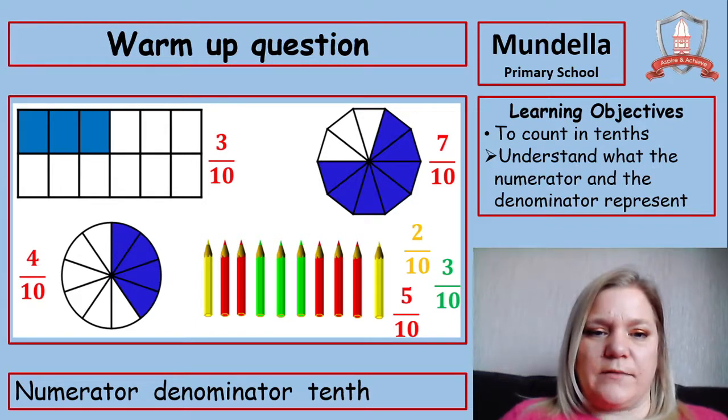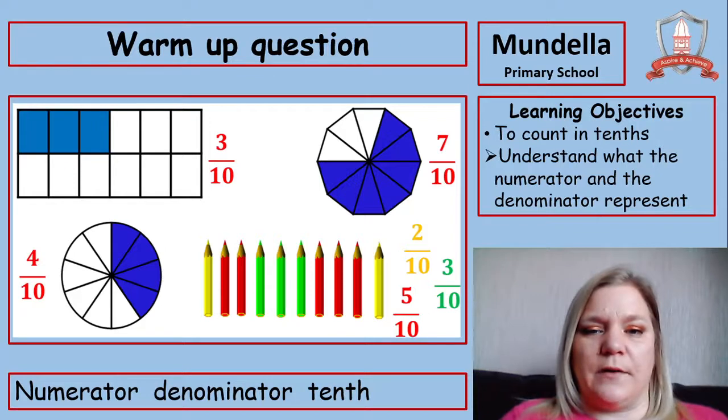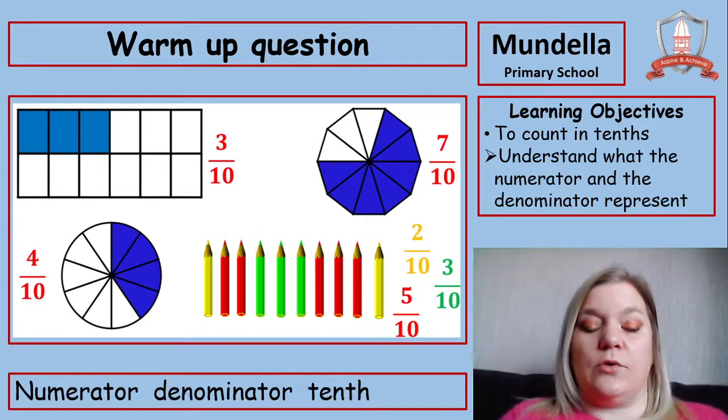And here are the answers. So you should have 10 as the denominator for all of those different representations because each of those things are split into 10 equal pieces. And remember, the numerator, the top number, shows us how many of those pieces are shaded. Or for the pencils, 2 of those 10 pencils are yellow, 3 tenths are green, and 5 out of 10, or 5 tenths, are red.